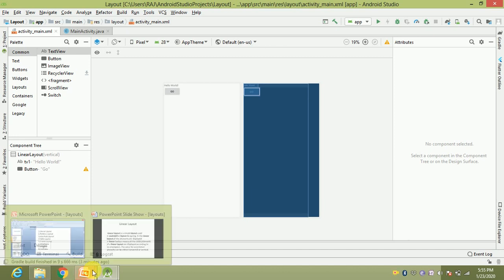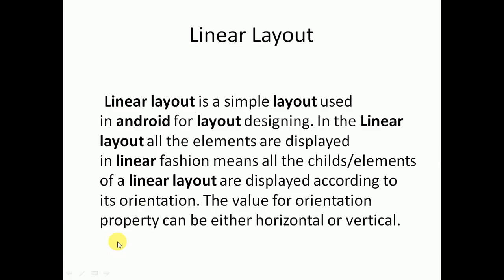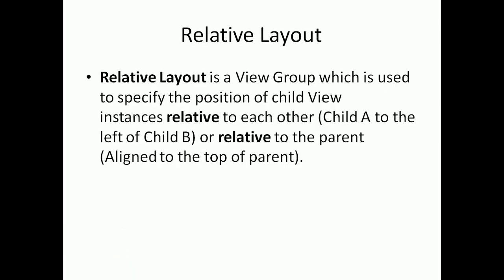Now come to the relative layout. Relative layout, what is the relative layout? Relative layout is the layout which is used to specify the position of child view instances relative to each other. That means we have taken two widgets just like text view or button. Then in the relative layout, we give a relation between the two, just like the button should be below the text view or button should be above the text view. This is the work of the relative layout.